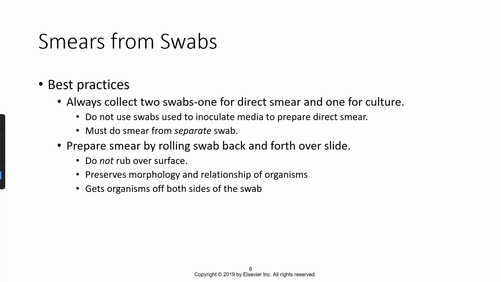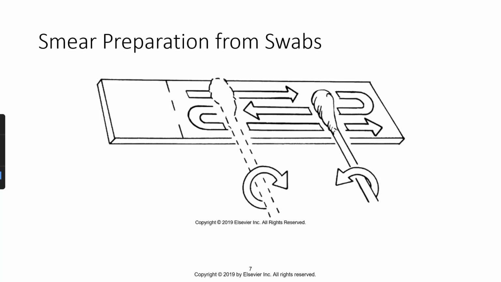Prepare smear by rolling the swab back and forth over the slide. Do not rub over the surface. It preserves the morphology and the relationship of the organisms, and it gets organisms off of both sides of the swab. So here you can see a sample of how you would just roll the swab on the slide.